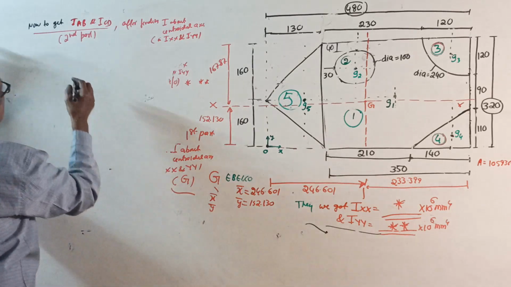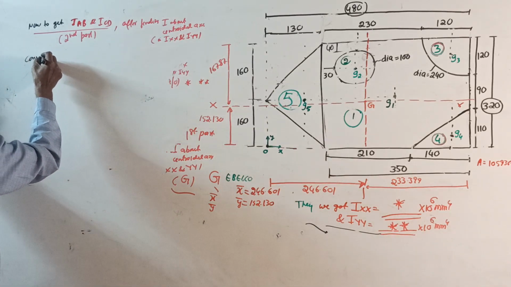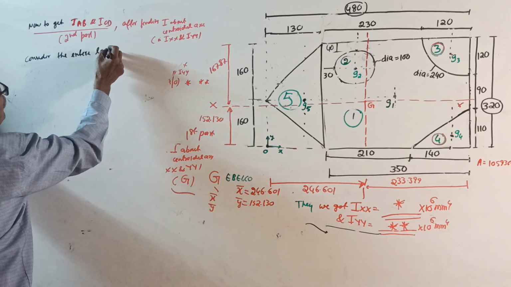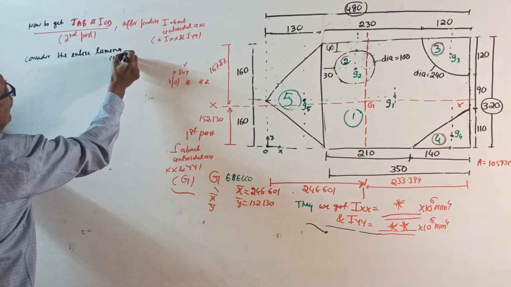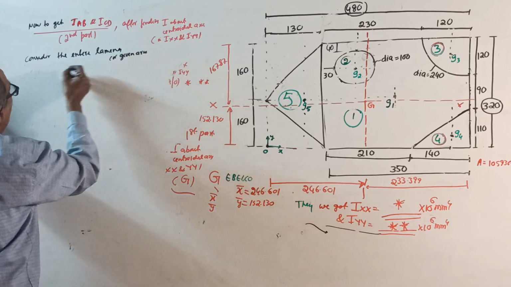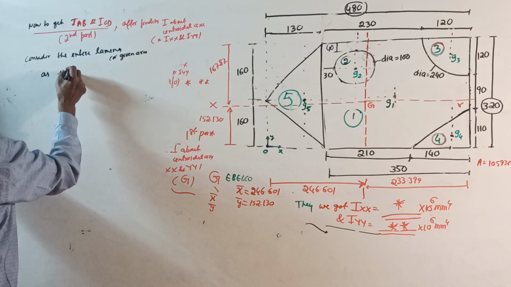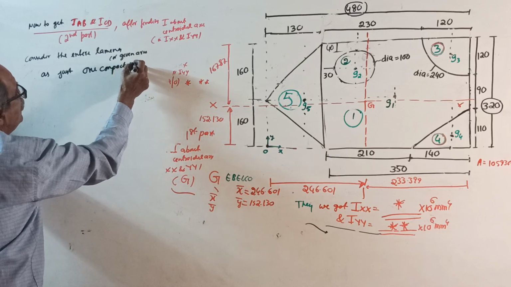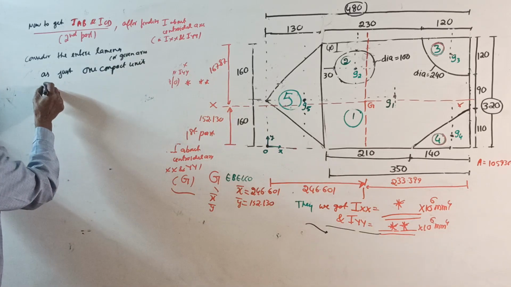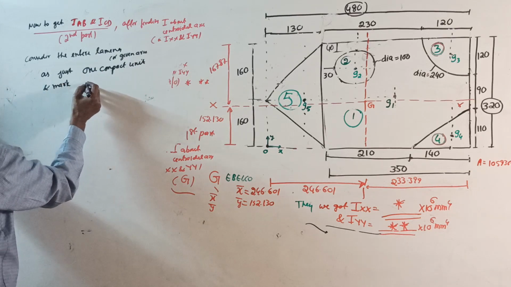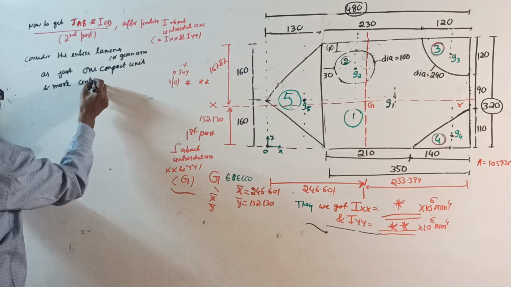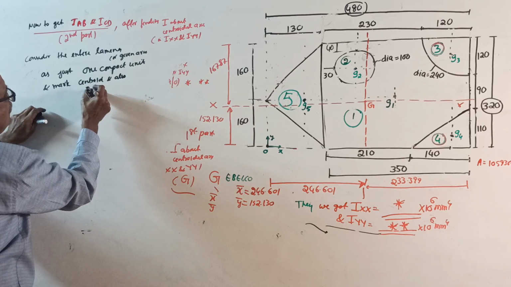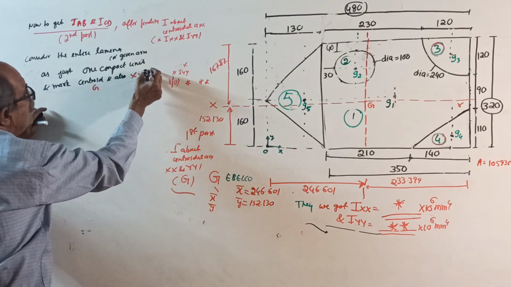Then what to do is consider the entire lamina, usually lamina or given area, as just one compact unit, and mark the centroid G and also XX and YY.